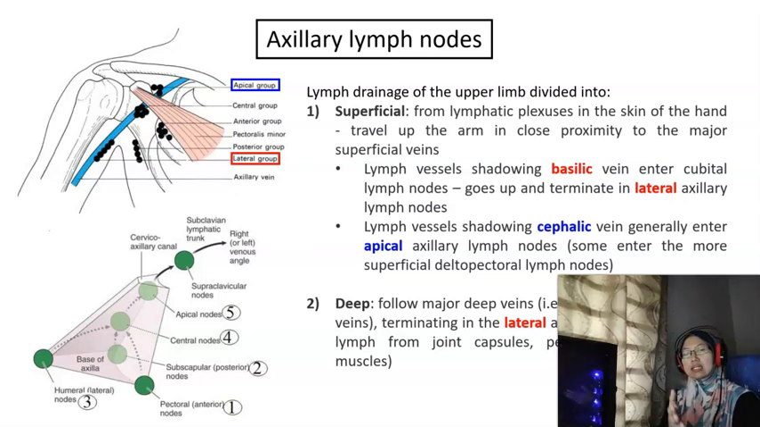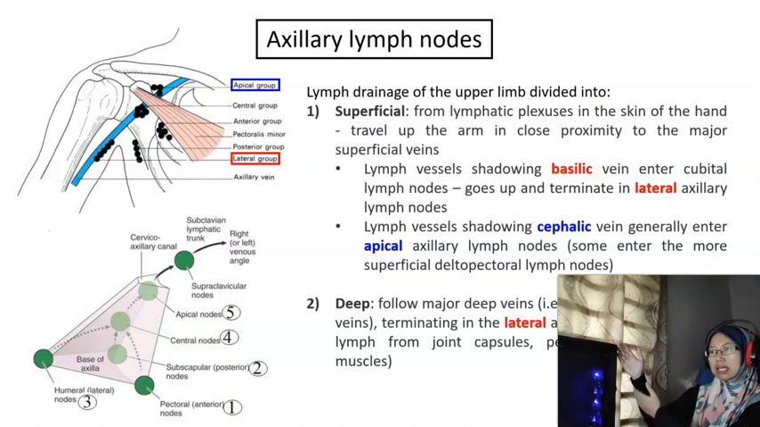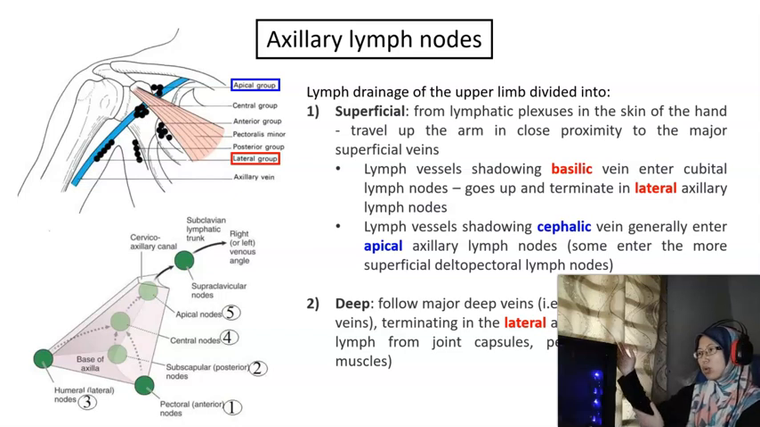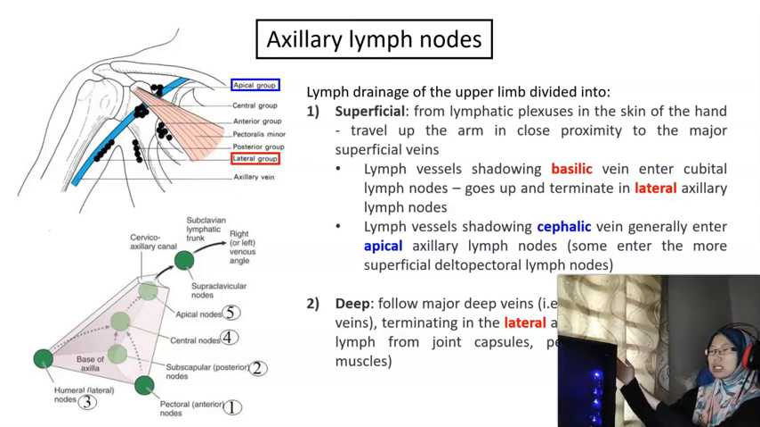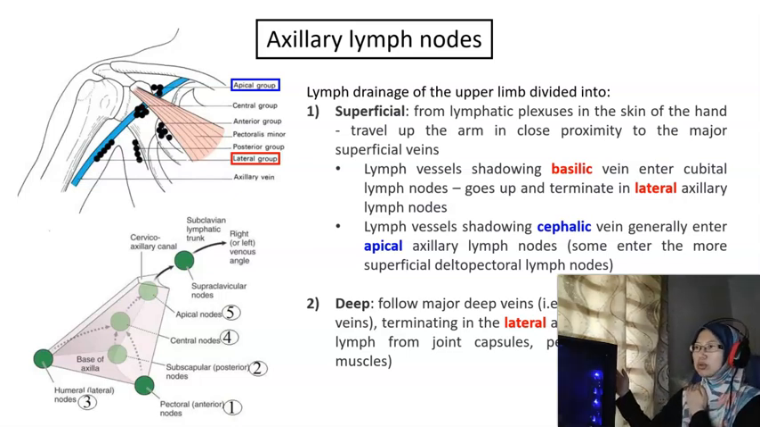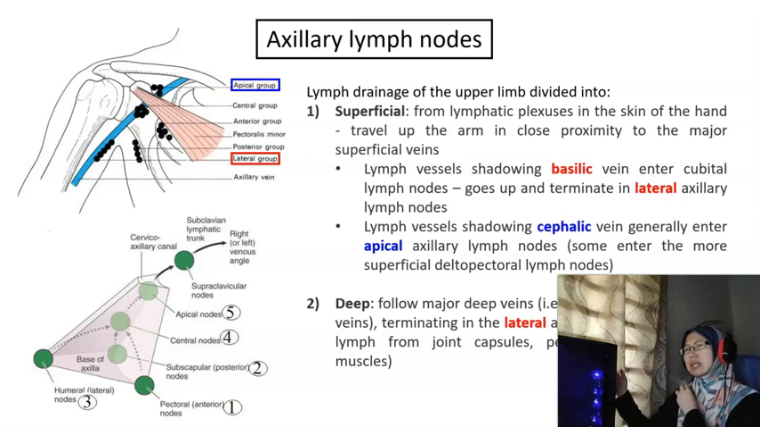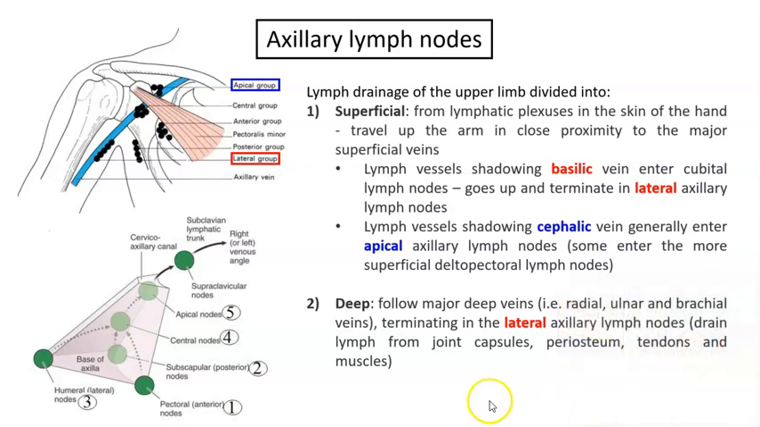It's just that the superficial lymph vessel that follows the basilic vein will terminate at the cubital fossa and then drain to lateral axillary lymph node, while the lymph vessel following the cephalic vein will go directly towards the axillary lymph node, the apical lymph node. Okay, for deep drainage, it will directly terminate in the lateral axillary lymph node.